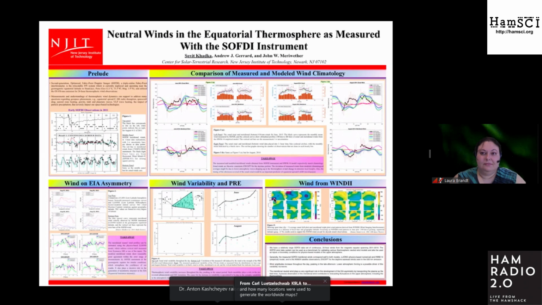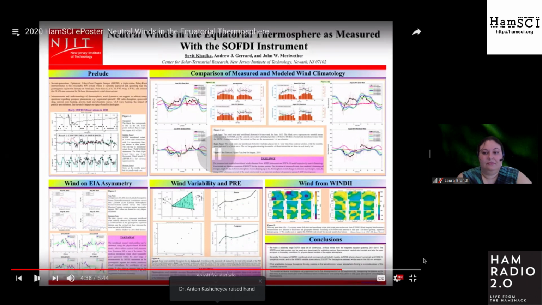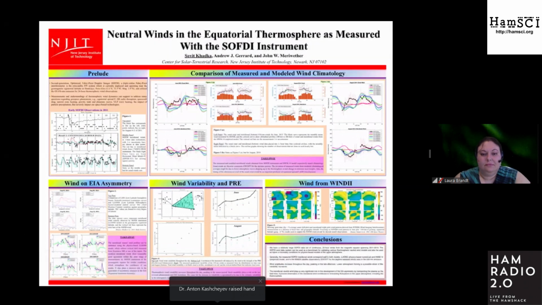Looking at the comparison in both June 2015 and August 2014 cases, it is seen that SOFDI and SWM14 winds match climatology in the case of meridional wind. Zonal winds are also likewise consistent except for the daytime portion. This deviation might be due to upward moving atmospheric waves or change in emission layer heights.